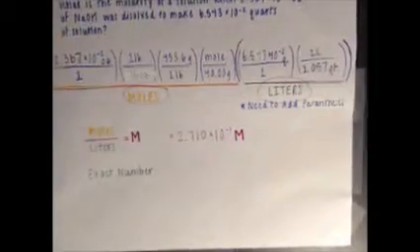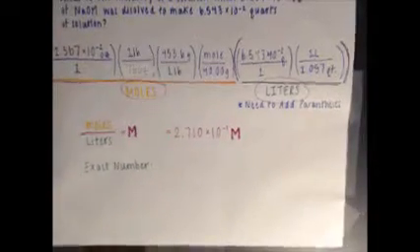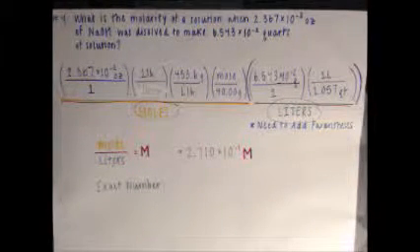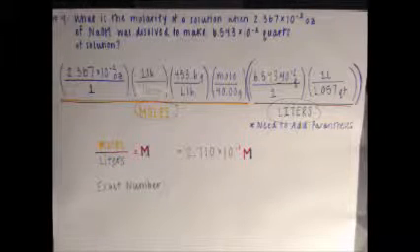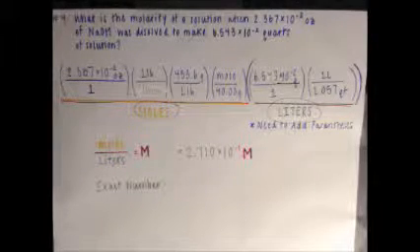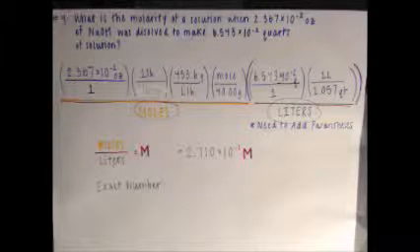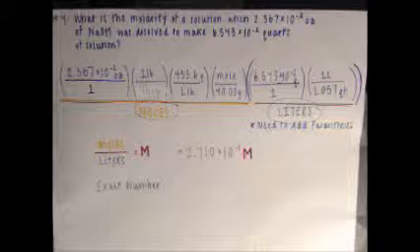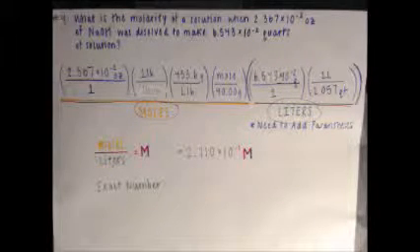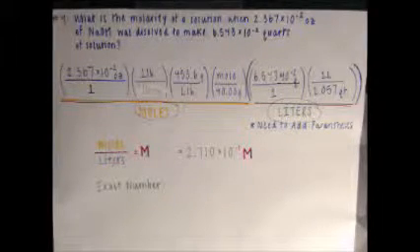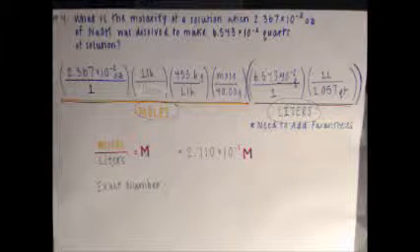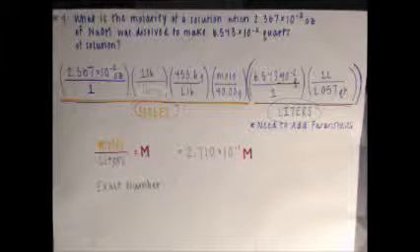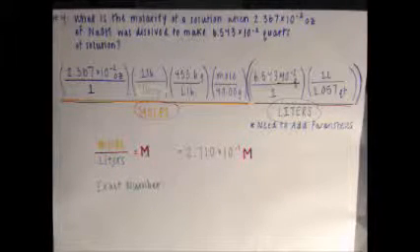We will now take a look at the fourth problem. As you may have noticed, this problem is slightly different than the first three. The problem asks, what is the molarity of a solution when 2.367 times 10 to the negative second ounces of NaOH is dissolved to make 6.543 times 10 to the negative second quarts of solution? In this problem, we need to complete 2 separate unit conversions as well as solving for the molarity.